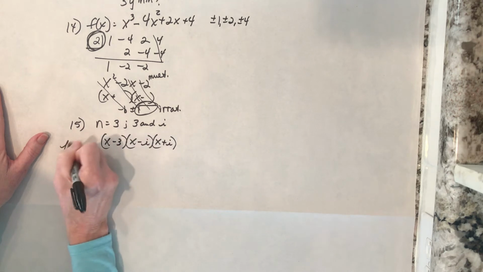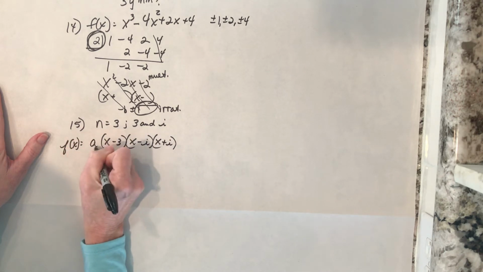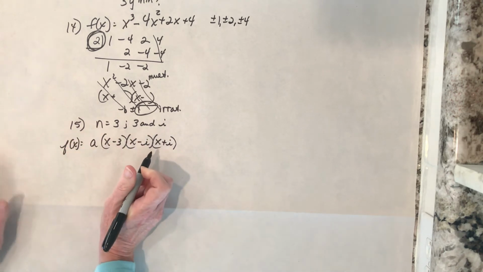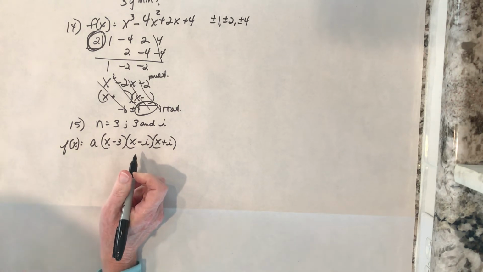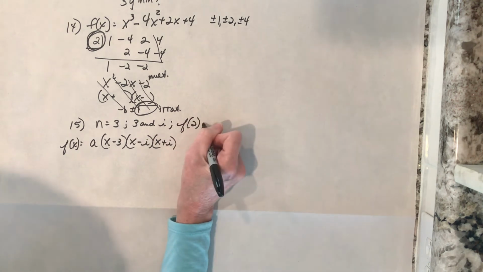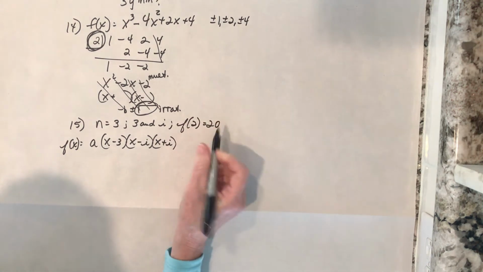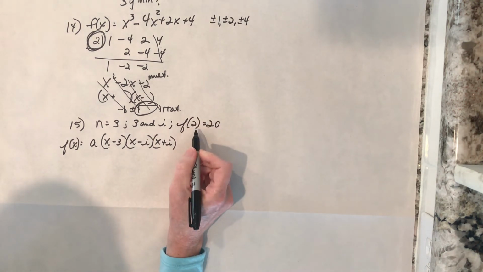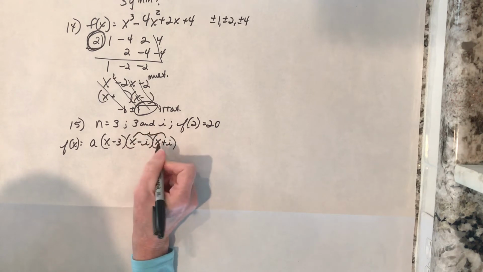What we know is that f of x will equal some number in front there. We don't know what that number is, but we have some information about it. They're telling us that f of 2 will give us 20. So let's hold on to that for just a minute. Let's go ahead and FOIL these two out.